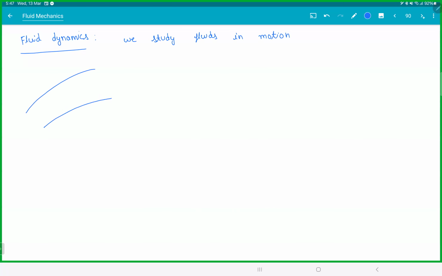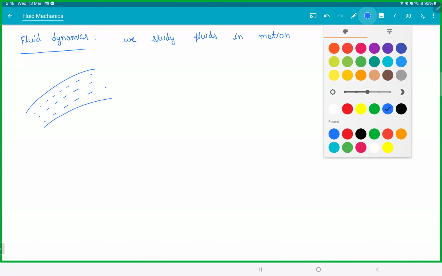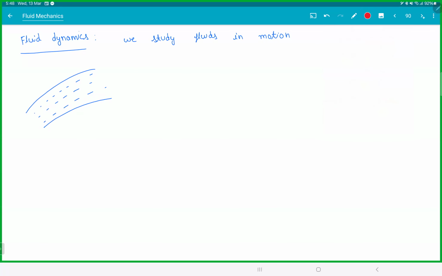So if you have a liquid flowing here, what we are studying here is a small region. We call this thing the control volume. So control volume is the region in which the liquid is studied.